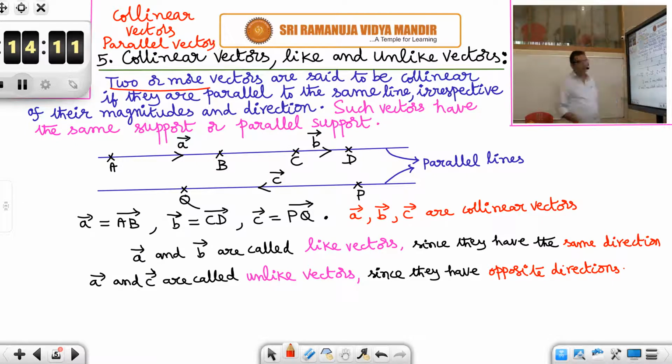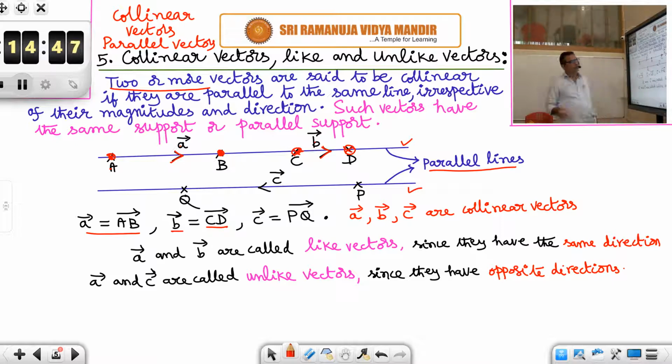Here I have explained. Suppose we take two parallel lines. So this line and this line are parallel. On the above parallel line, I have taken 2 points A and B and put an arrow mark. So small a bar is equal to AB bar. I have taken another 2 points C and D on the same line, and CD bar, I have put an arrow mark in between. So CD bar is equal to suppose b bar.